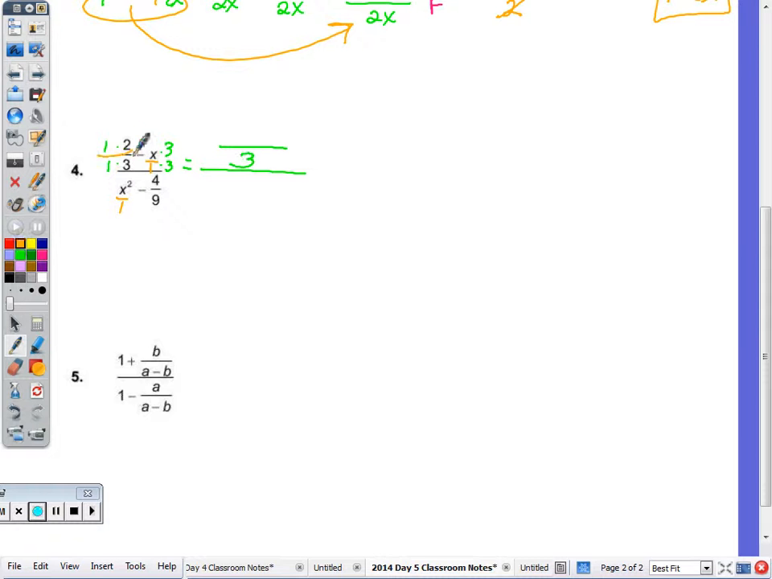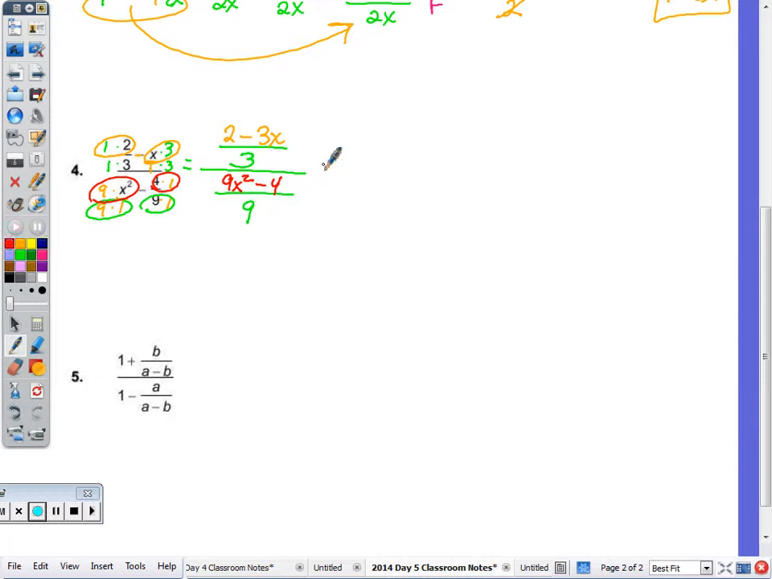So I have 2 times 1, 2, minus 3 times x, which is 3x. And the bottom times 9 times 9 times 1 times 1. You can see our denominator, 9 times 1, 9 times 1 is 9. And then in the numerator, 9 times x squared is 9x squared. And then 4 times 1 is 4.